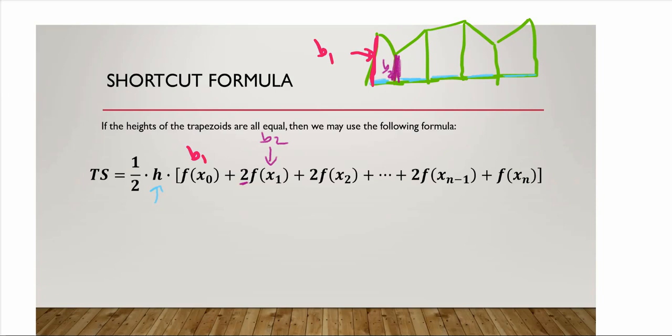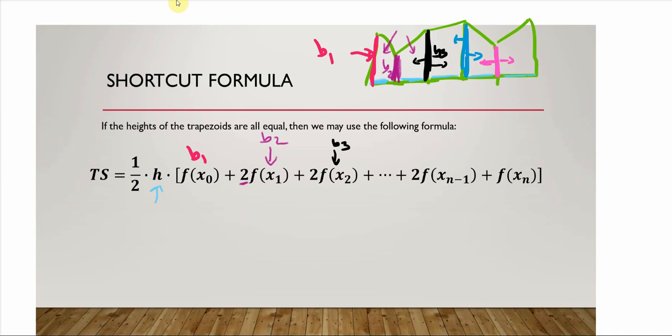Well, this purple base right here belongs to this trapezoid and to this trapezoid. If I choose another one, this one right here is base 3. It belongs to this trapezoid and to this trapezoid. If I look at this one, this is base 4, and he belongs to this one and this one. If I choose the next one, he's going to belong to this trapezoid and this trapezoid.